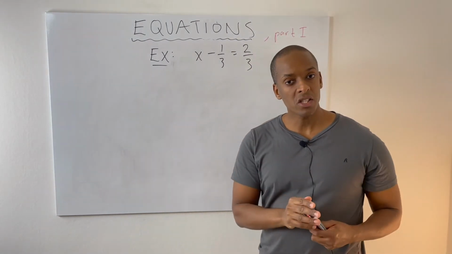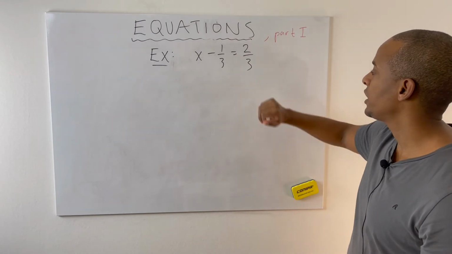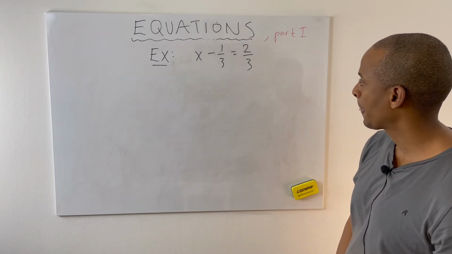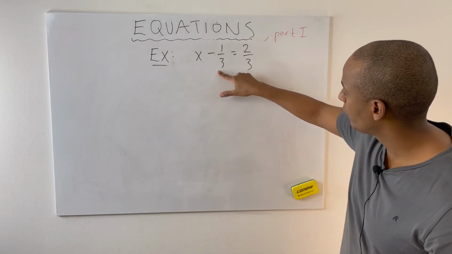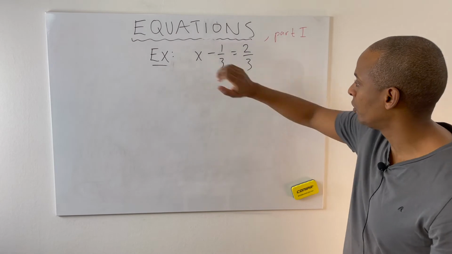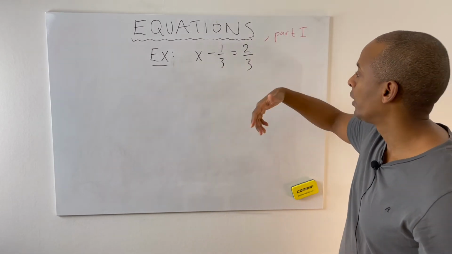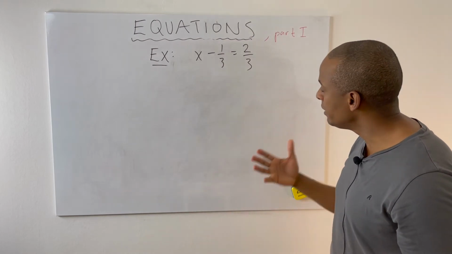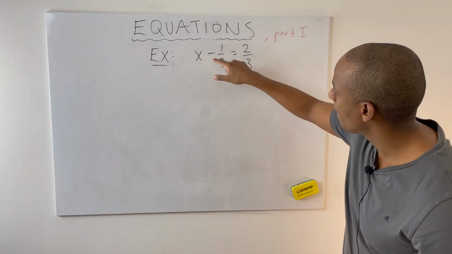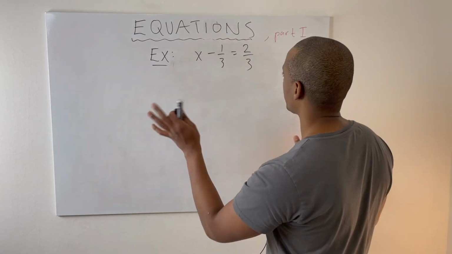And finally, guys, we're going to end with this. Here we have x minus a third is equal to 2/3. Okay? So we want to get rid of minus 1/3. So x will be by itself on the left-hand side. So how do we do that? Minus 1/3, well, the inverse operation is going to be plus 1/3. So we just add plus 1/3 on both sides of the equation.